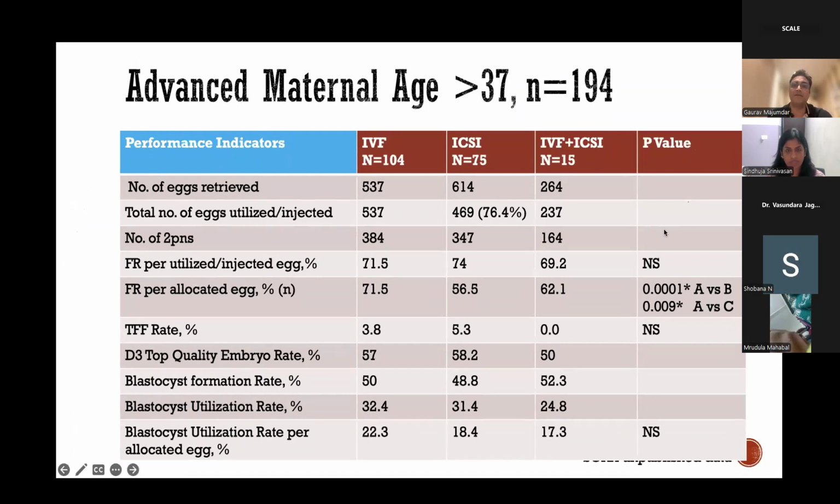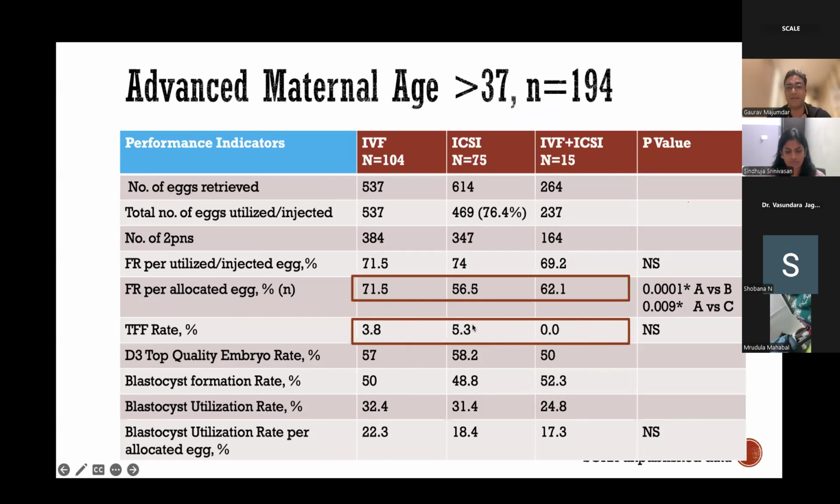Advanced maternal age is another group where we again saw the same story repeated, that IVF gives a higher fertilization rate as compared to ICSI. And again, TFF rates in ICSI are higher because these eggs with increasing age tend to become more fragile and decrease in quality, and hence many of these eggs will not fertilize, they will degenerate. And so just by doing ICSI, you cannot increase the fertilization rate. Just remember this.